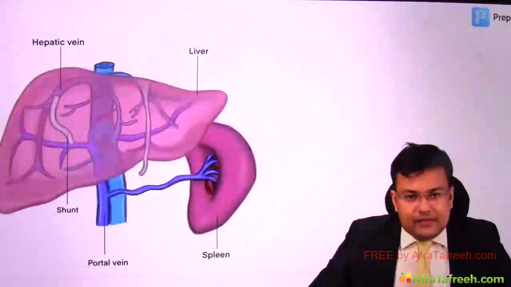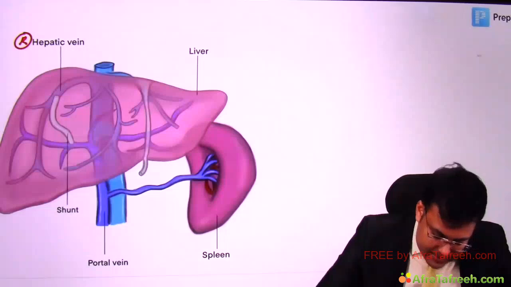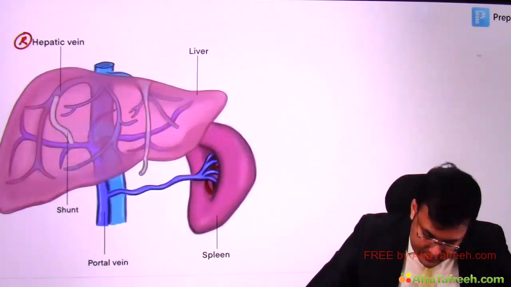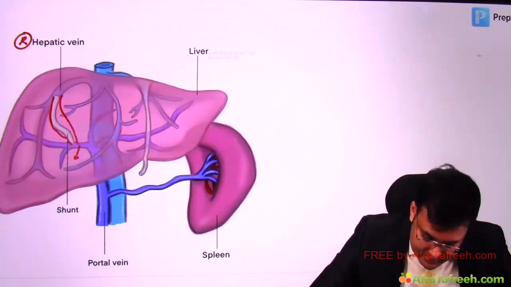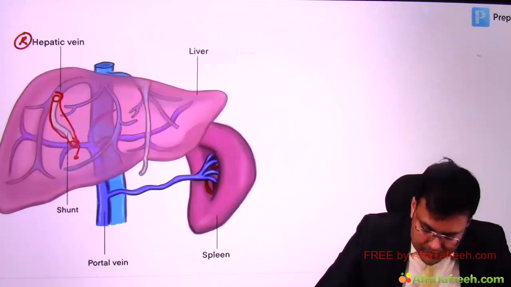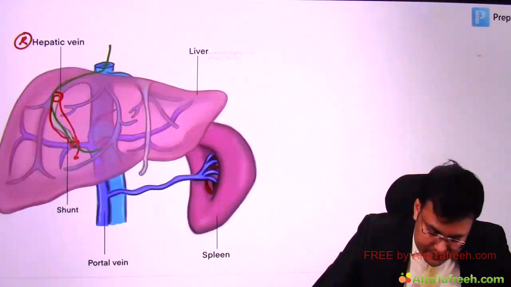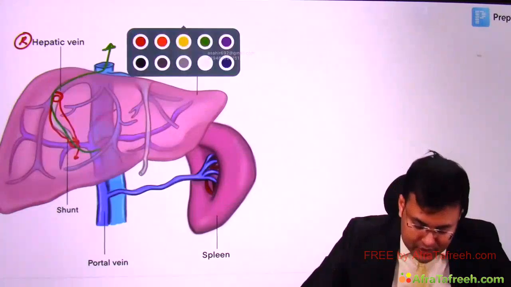So here you can see this is the final diagram. This is the right hepatic vein and this is the right branch of the portal vein, and you can see this is the stent inserted. Clear? So how does the blood go? The blood starts going like this. Simple. So first of all, what are the complications?